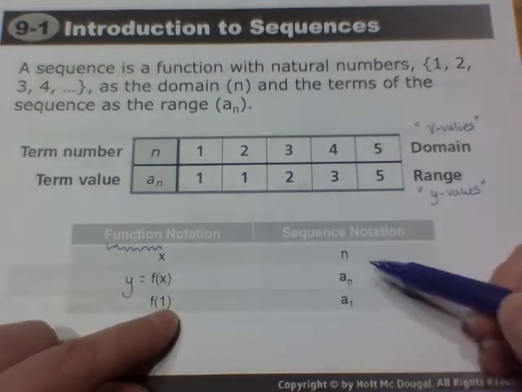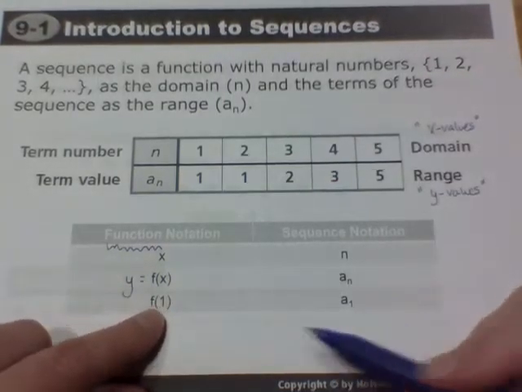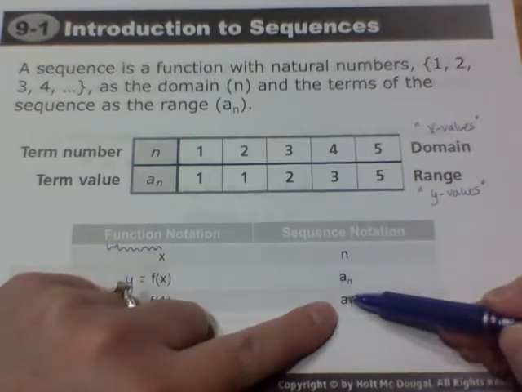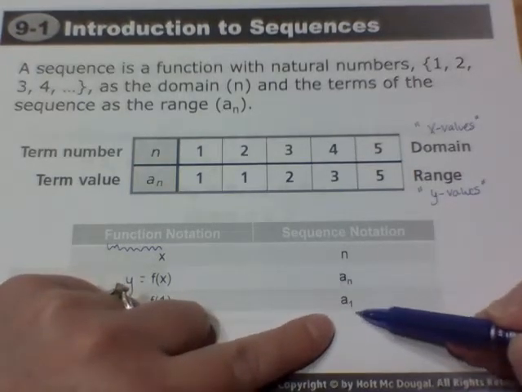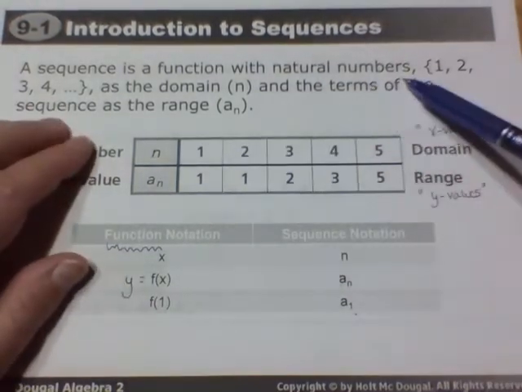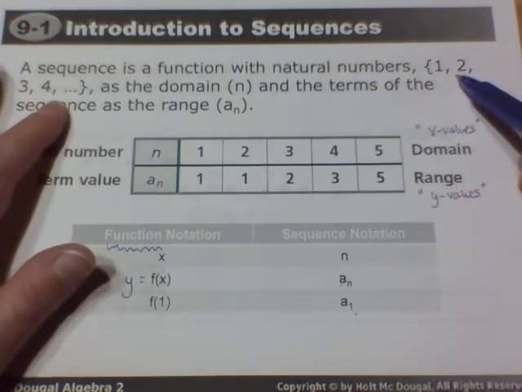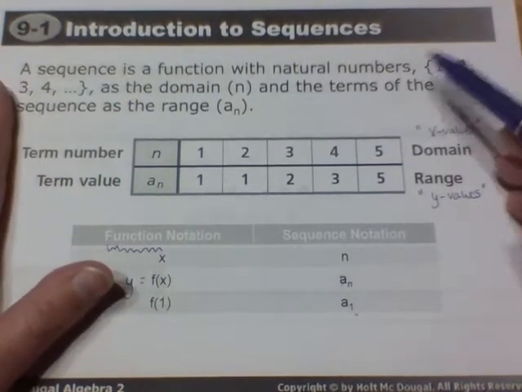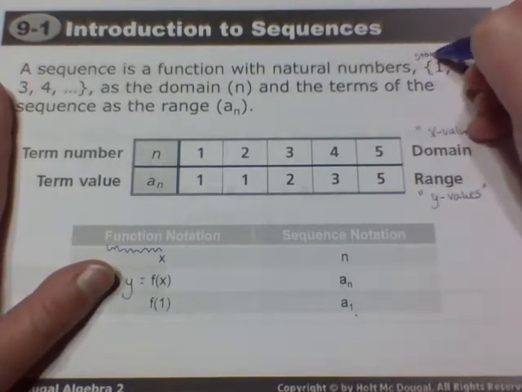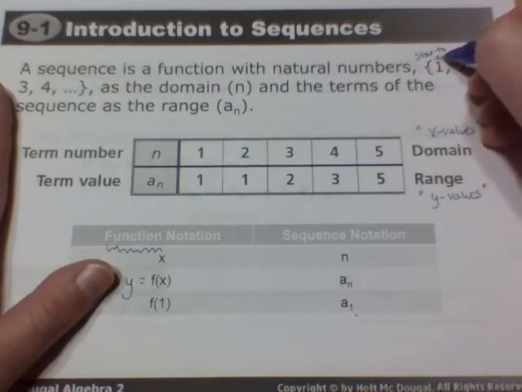Then let's say you actually want to put in a number for whatever the n is. Instead of our traditional function notation, plugging in a 1 means the first term. A sequence is a function with natural numbers, and so it turns out that the domain is always 1, 2, 3, and 4. Sometimes the domain can start at 0, but it usually starts at 1. It is very rare that it's going to start at 0. So it starts at 1 always.